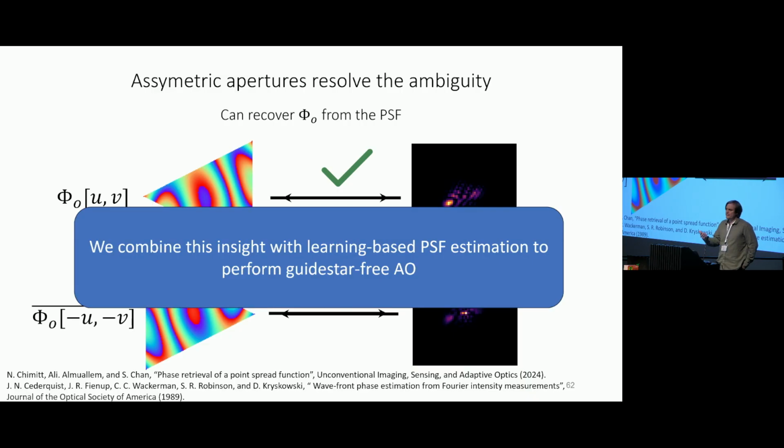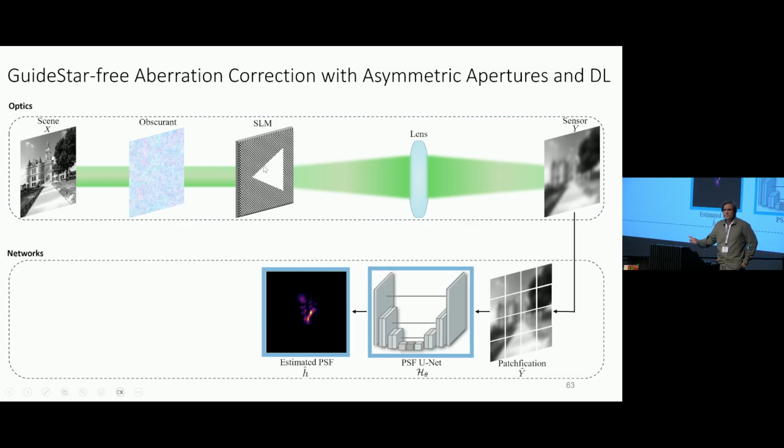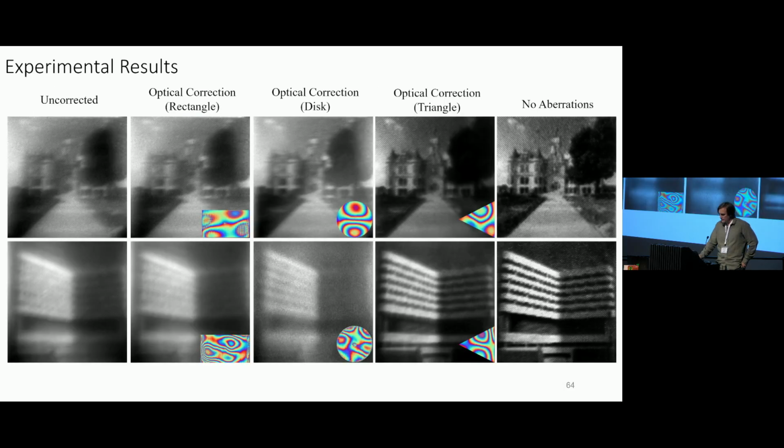And so we combine this insight with a learning-based PSF estimation to perform guide star-free adaptive optics. There's a trick in putting a high-resolution checkerboard pattern on an SLM, so you can use a phase-only SLM to perform amplitude modulation. We can take these measurements, estimate the PSF with a trained neural network, estimate the phase error from the PSF with another trained neural network, put that conjugate pattern on the SLM, and then you can iterate this, like a conventional adaptive optics system, to remove residual aberrations as well.